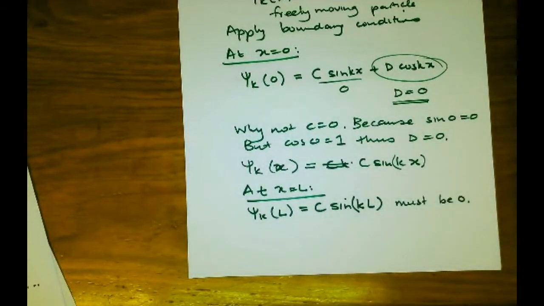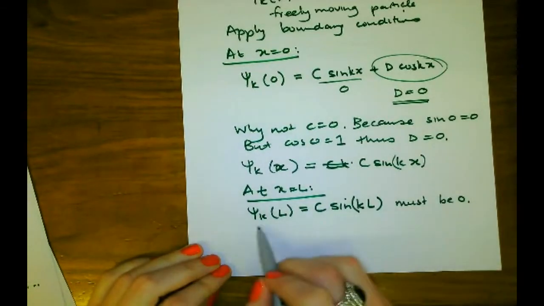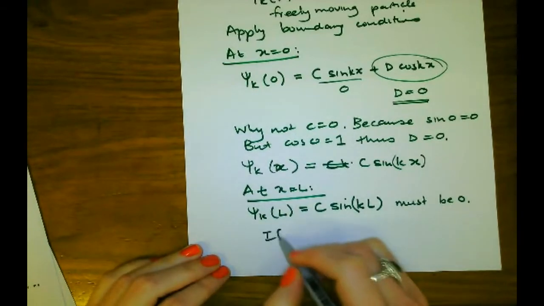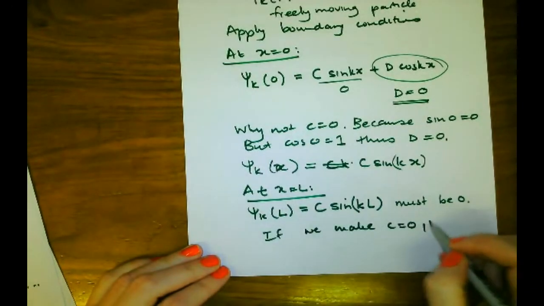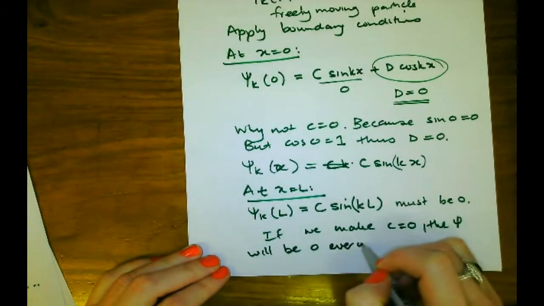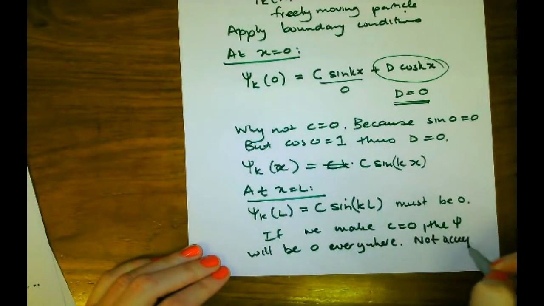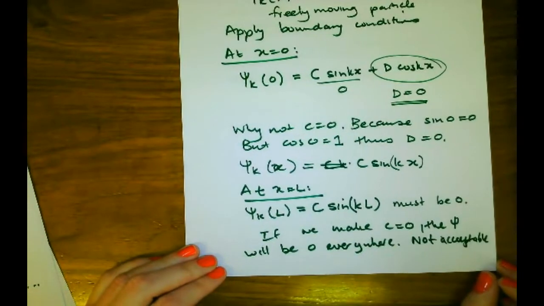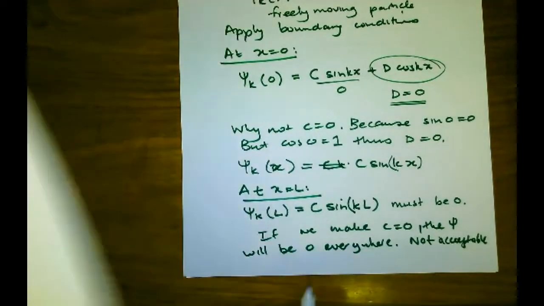So how do I get this to go to 0? One option is to make c equal to 0. But what will happen to the wave function then? The wave function will be 0 everywhere, and that is not acceptable. If you think back to our requirements for wave functions, the wave function cannot be 0 everywhere.